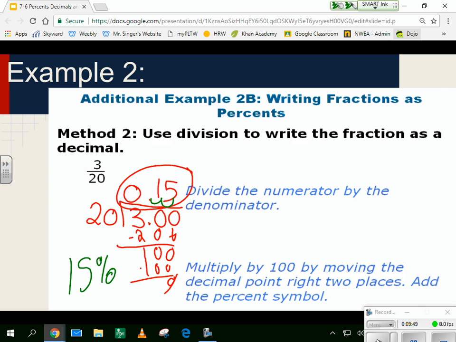So this method works real quick too once you get practice with it, and it's a great method to use, especially if your denominator on the fraction does not go into 100 equally. So copy this down as well.